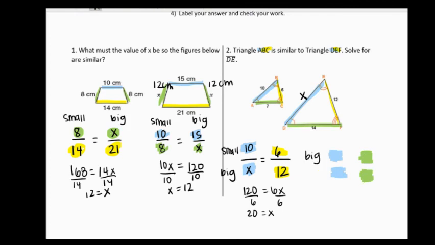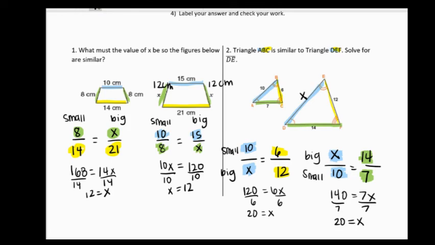So if I decide to put the big shape over the small shape this time, my big shape's blue side is x, and my small shape's blue side is 10. My big shape's green side is 14, and my small shape's green side is 7. So if I cross multiply, I get 140 equals 7x. I'll divide both sides by 7, and I'm again left with 20 equals x.